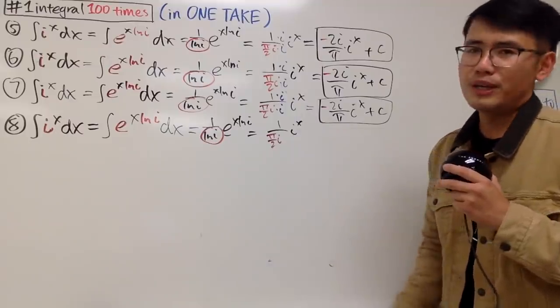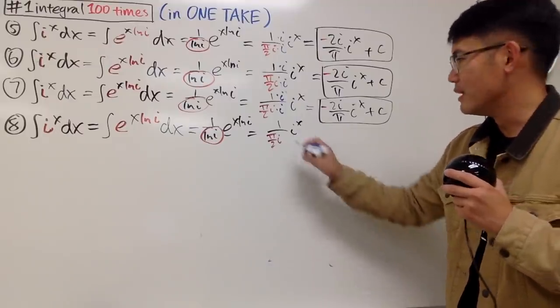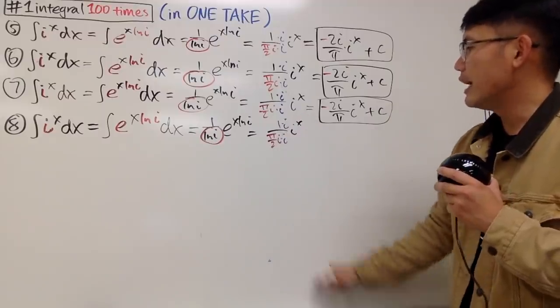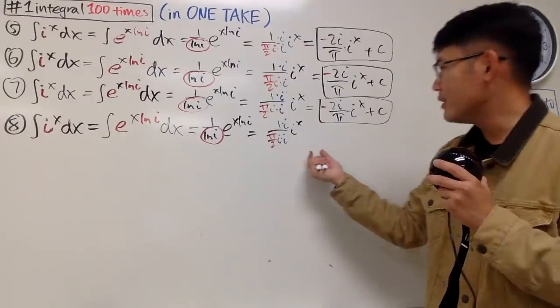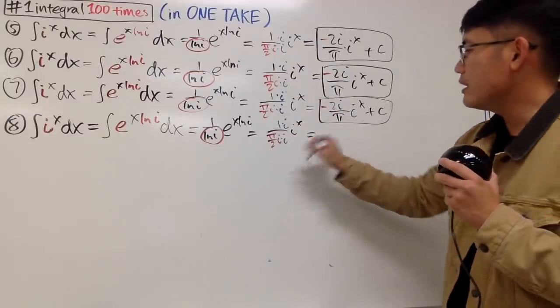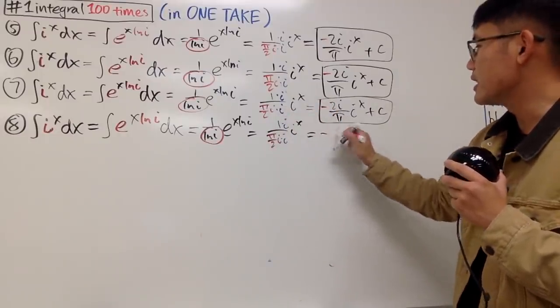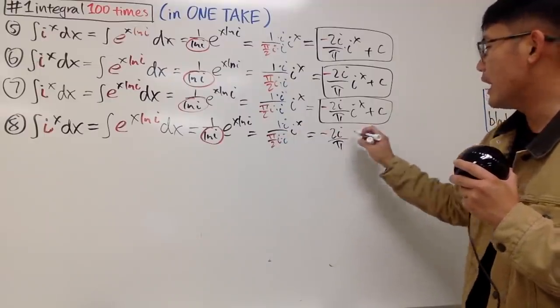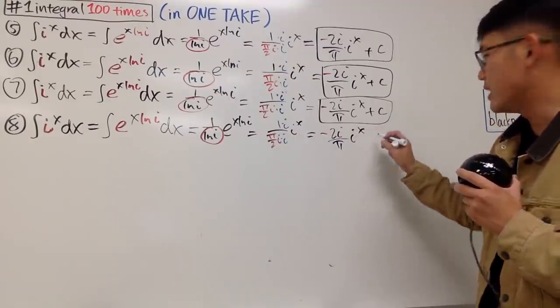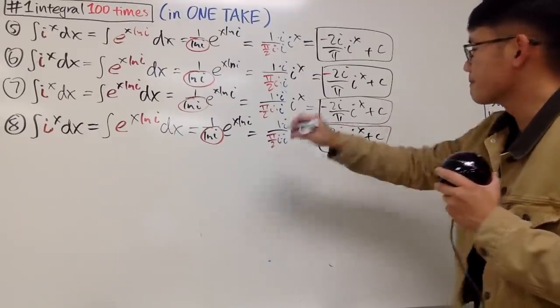And I don't like to be on the bottom. I like to be on the top. I'll multiply by i here, and as you can see, this is going to produce negative 1. And we can put it on the top. And I can also put a 2 on the top, so this is negative 2i over pi. And then here we have i to the x power, just like this. And then with that, we are done.